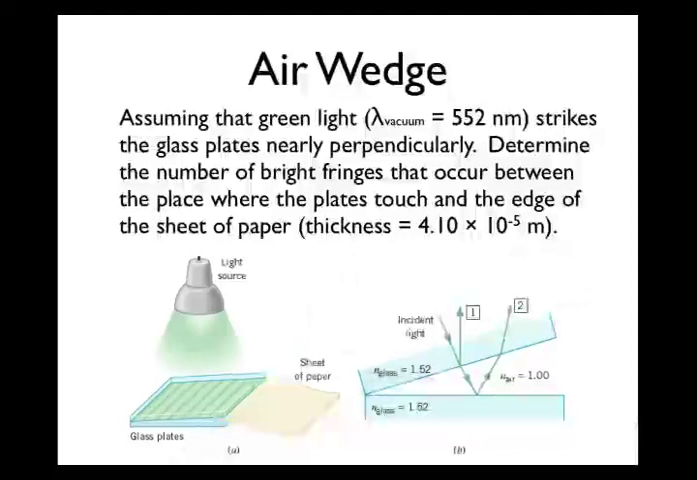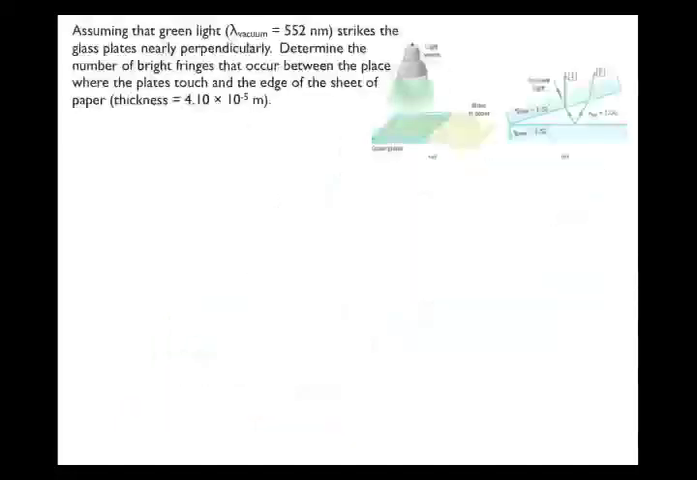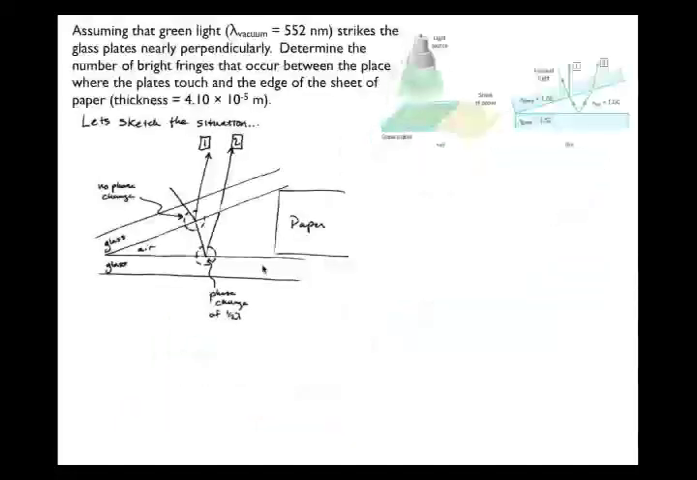So, if we have this situation and we have green light with a wavelength of 552 nanometers, how many bright fringes would occur between the place where the plates touch over here and the edge of the sheet of paper, which we're given the thickness of, which is 4.1 times 10 to the minus fifth meters? Well, let's go ahead and diagram that again.